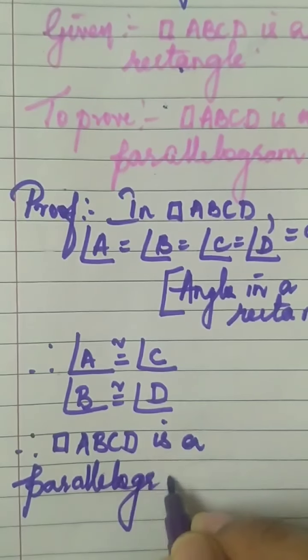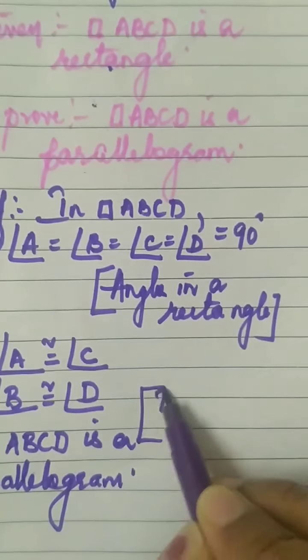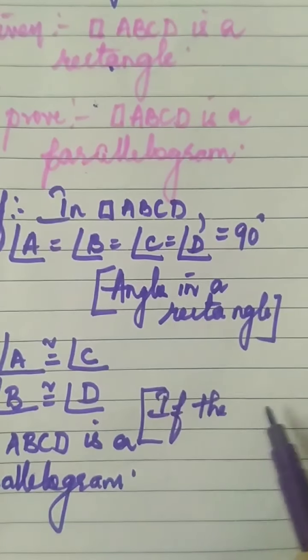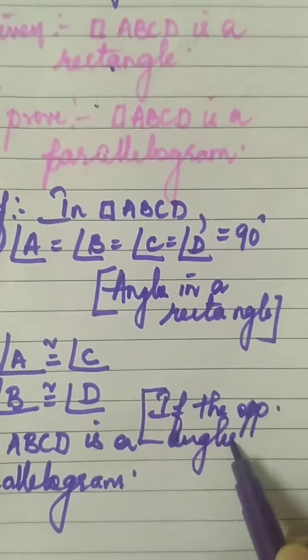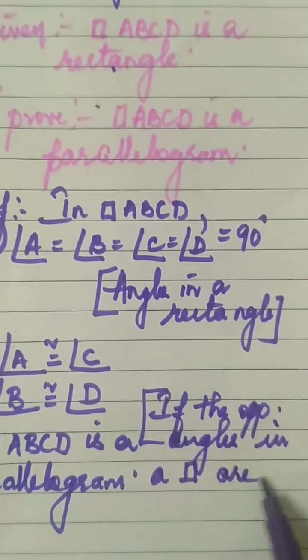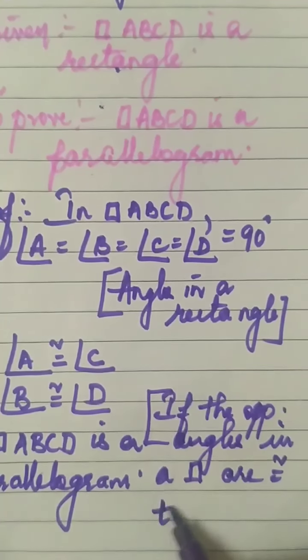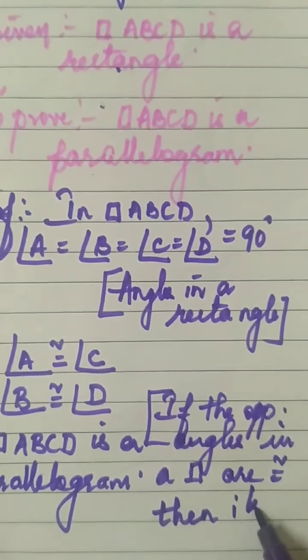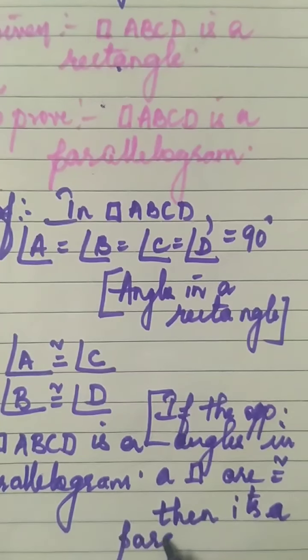Over, sum. You have to write the test. Which test did you use? If the opposite angles in a quadrilateral are congruent, then it's a parallelogram. Okay, test of parallelogram.